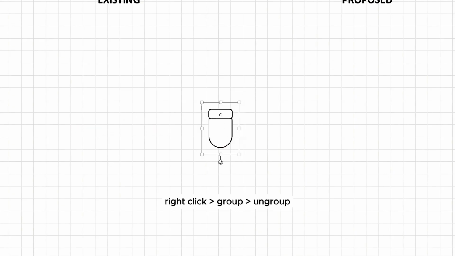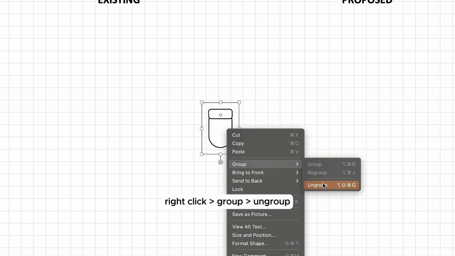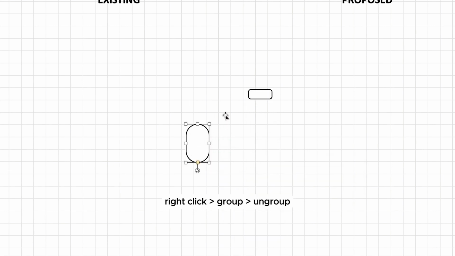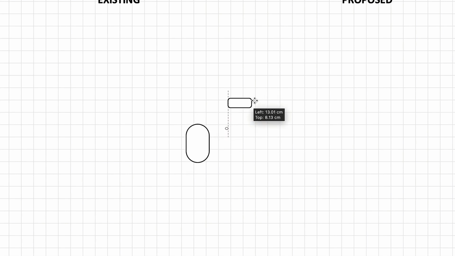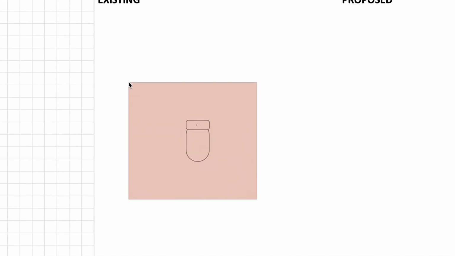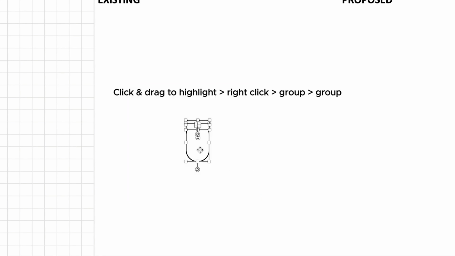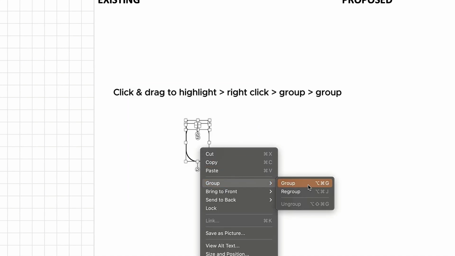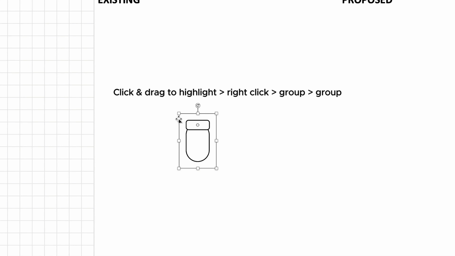But if you right click on it, select group, and then go ungroup, you'll see that there is now a combination of different shapes that you can pull apart. So you can see there's 1, 2, 3 different shapes. We move them back together, and then you highlight them all again, right click, and then select group. It's going to group them back together as one item.